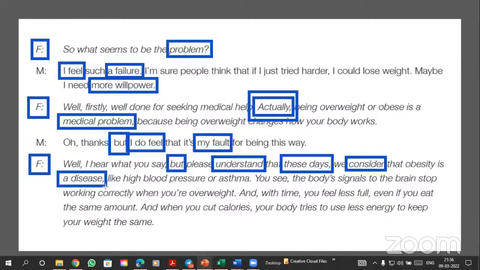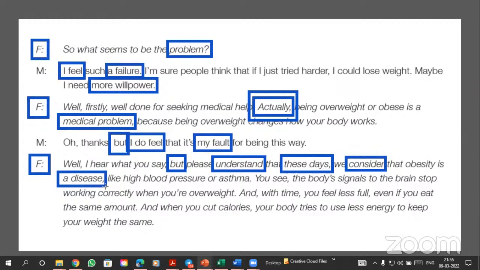So you have to get going. You have to just manage and get going. You have to accept the fact. So that is what she is telling. So she says something wrong. He is telling I can decrease my weight using my willpower. So she is telling no, it is not possible. Even when you cut calories, your body tries to use less energy to keep your weight the same.